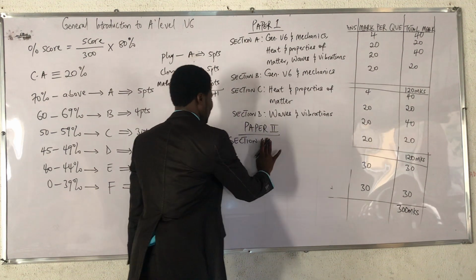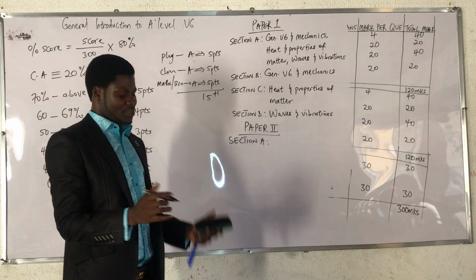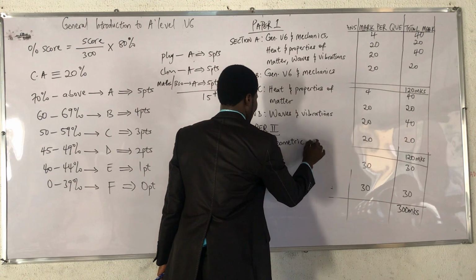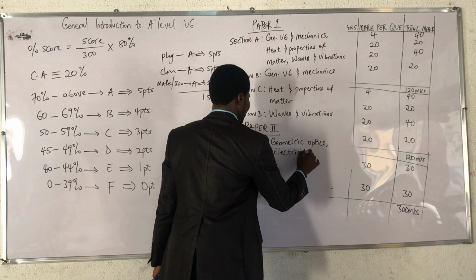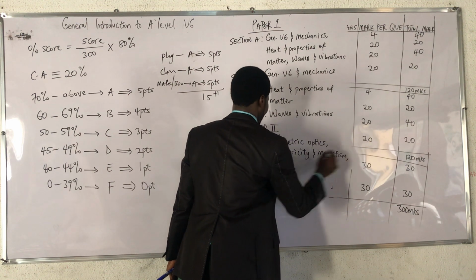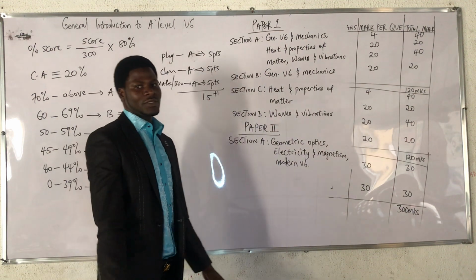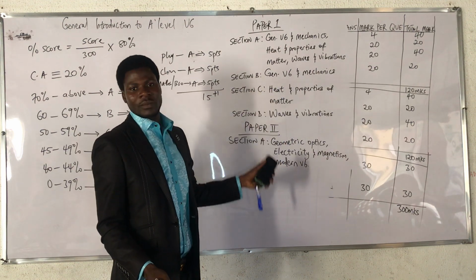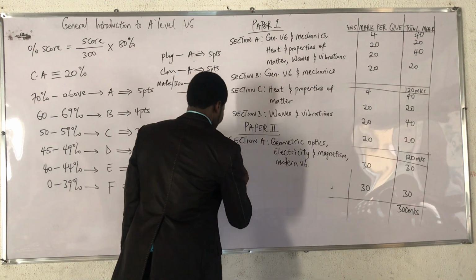Section A. All the questions are coming from all the topics. They are coming from geometric optics, electricity and magnetism, then modern physics, right? Remember I told you, you don't do the exam at the same time. Paper 1 one day, paper 2 another day. Okay?